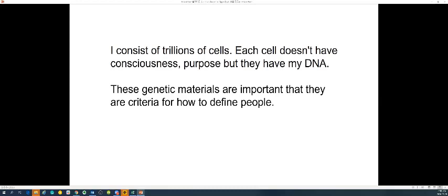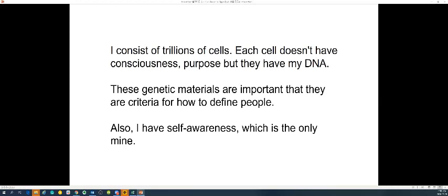Now, the genetic information materials are important, because they can define people. Different genetic information can define different people too. And I have a self-awareness, which is only mine, not somebody else's. These three sentences have a smoothly flowing logic: I have many cells, each cell has DNA, and those materials are important to define people, and I have a self-awareness.